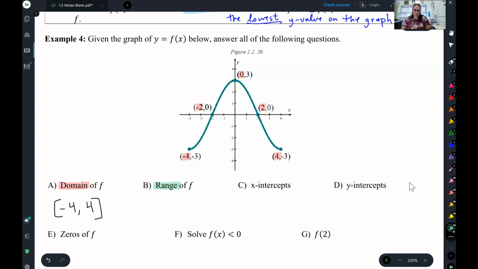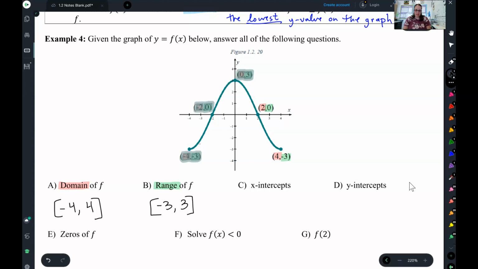Okay, let's do the range. So now we're looking at the y values, up and down. And I see that this range goes from -3 up to +3. Also included, because they are closed points, so we want brackets.